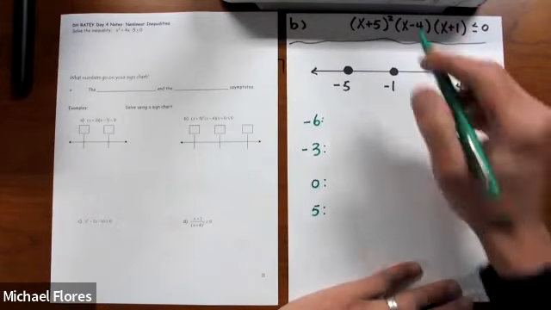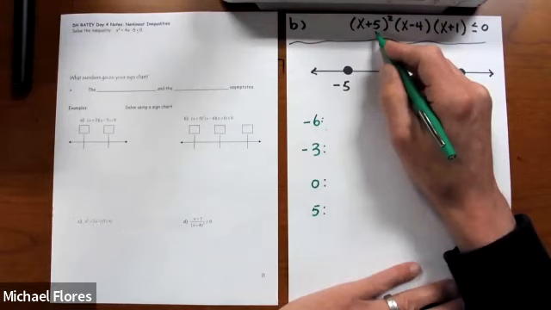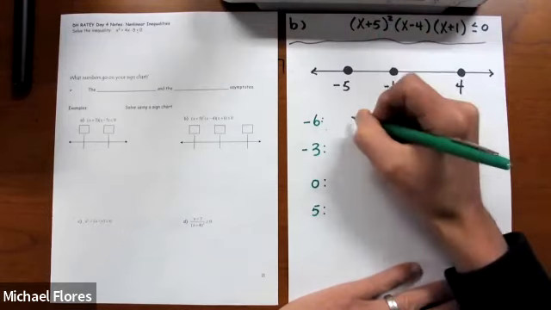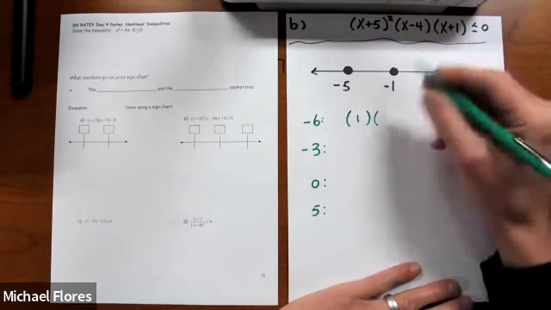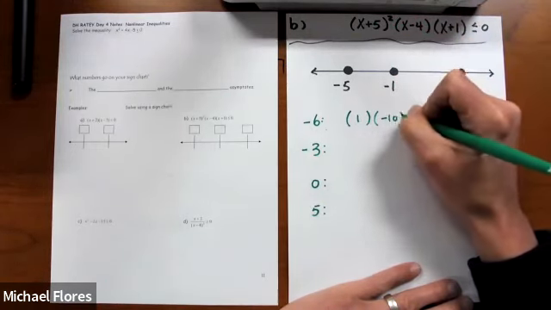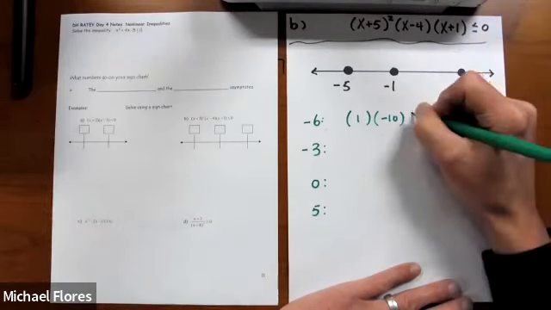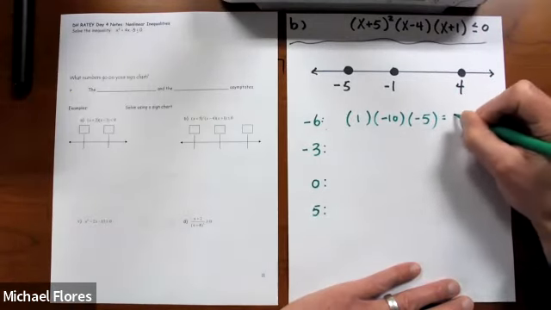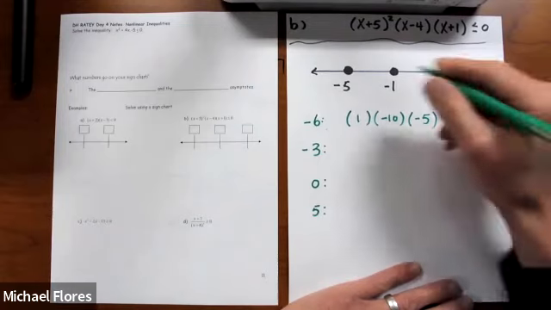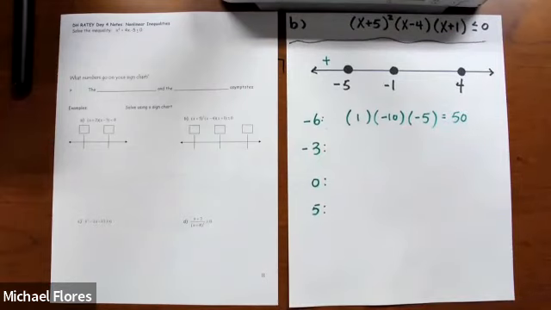Let's start solving. Okay, so if we took -6, substituted it here, that would be -6 plus 5. That's -1. But -1 in parentheses squared is going to be +1. -6 minus 4 is -10. -6 plus 1 is -5. We multiply all this together, +50. So everything less than -5 is going to result in a positive number.